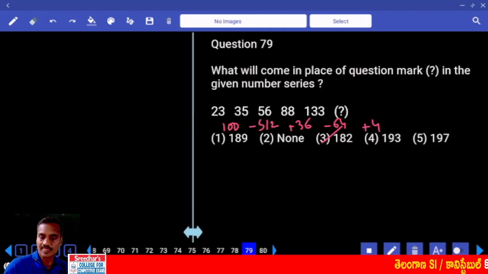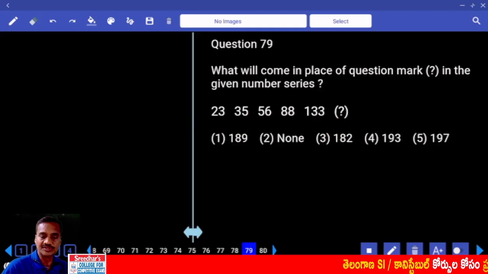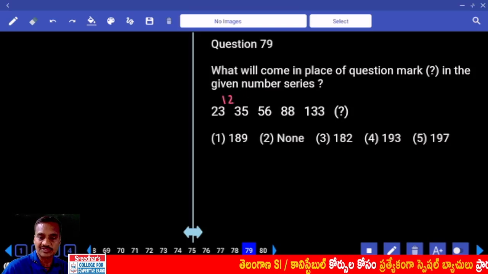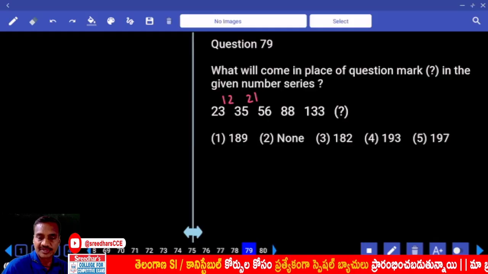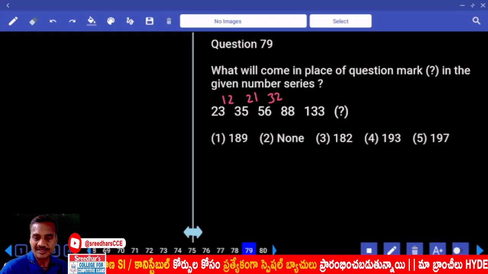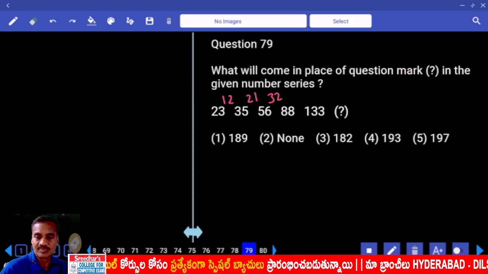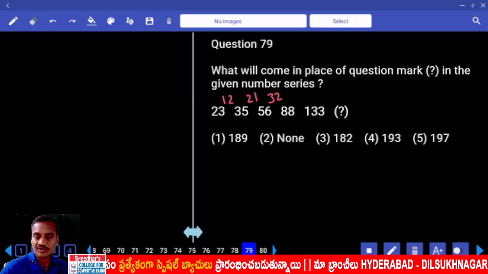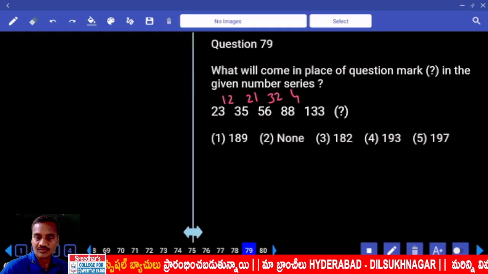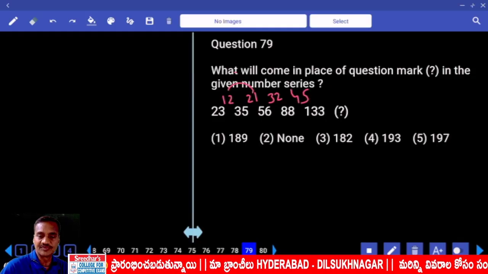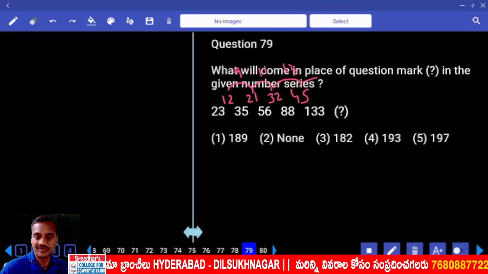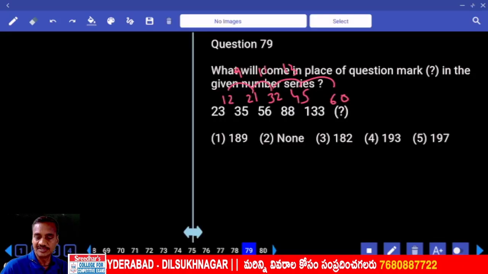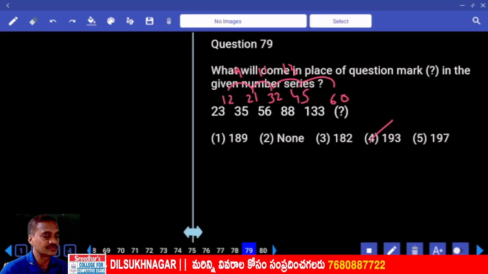Then next one 79. Now in this 79, 23 and 35 difference is so much? 12. And 35 and 56 difference is so much? 21. And next one 56 and 88 difference? 32. And 88 and 133 difference. Now difference is so much? 45 or 55? 45. Now here 12 and 21 difference 9. Here it is 11. Next one 13. Next one 15. Now 60 must be added. 133 plus 60, 193, choice 4.